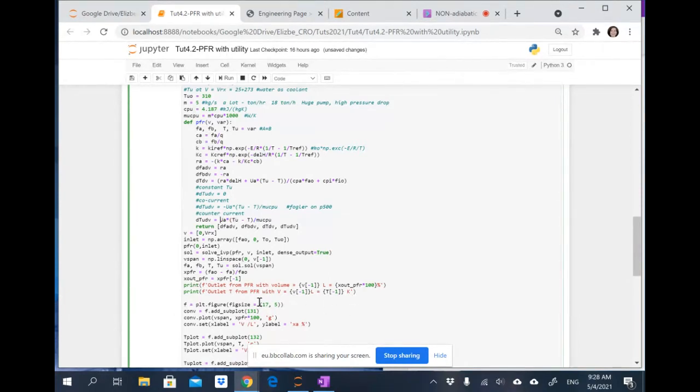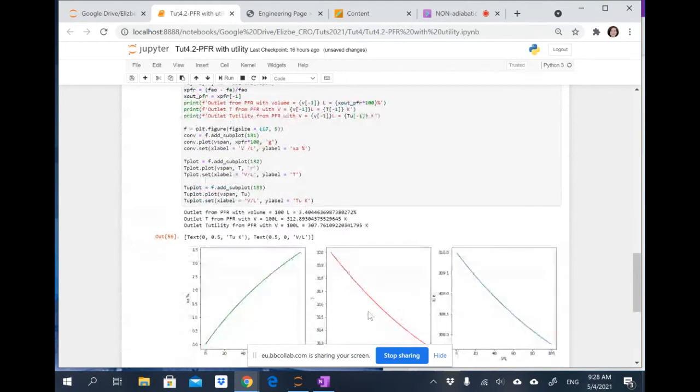Okay, so let's just have it print something for us so that we've got something easy to compare. So please print the outlet utility temperature. Utility from the PFR is equal to TU, so that we can quickly look at that. Let's see if it runs. Ready, steady, ka-ting. Yippee. Okay, right. So the outlet from our utility with that is 307.